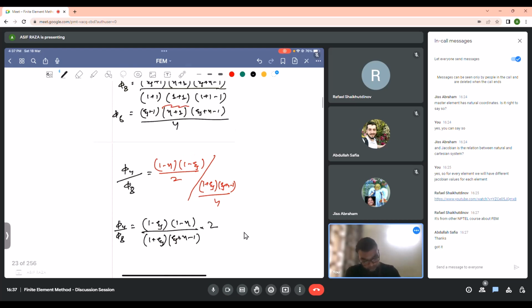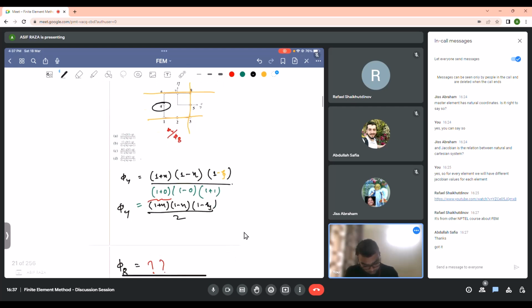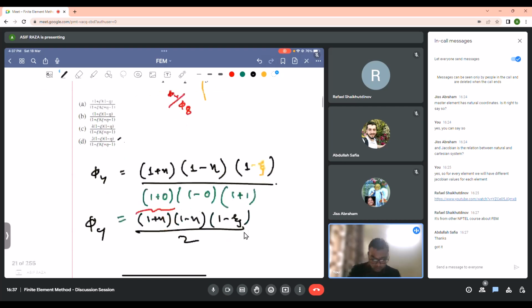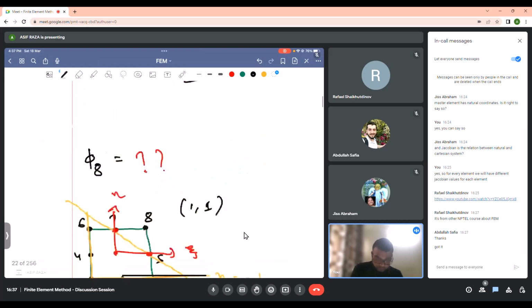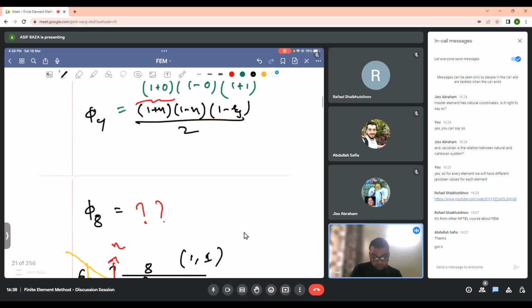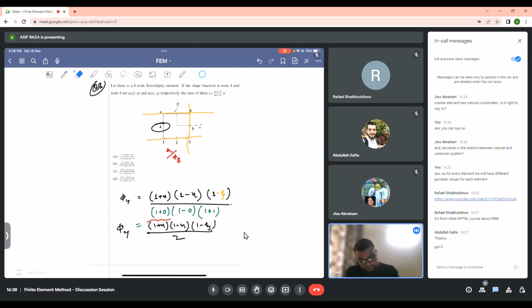Okay, so let us see what option matches. So this one, see, 2 times 1 minus xi, 1 minus eta over 1 plus xi plus eta minus 1, that is, 1 minus xi, 1 minus eta, 2 times 1 plus xi plus eta minus 1. Okay, so the answer is option D. I hope it's clear now. Can we move on to the next question now?